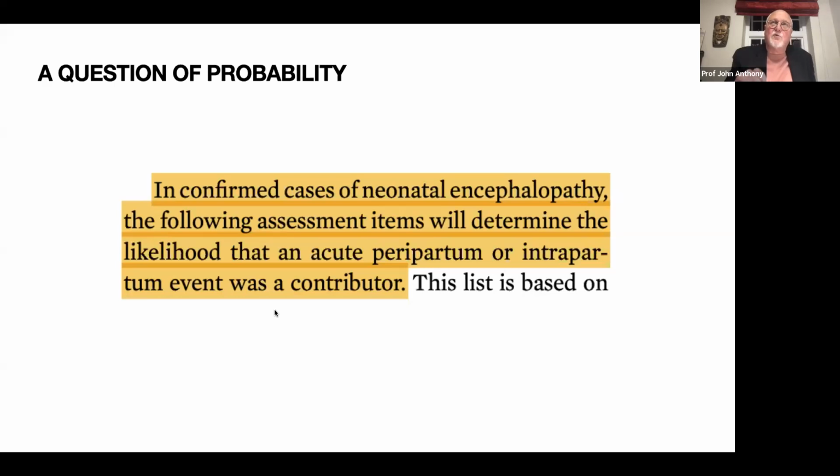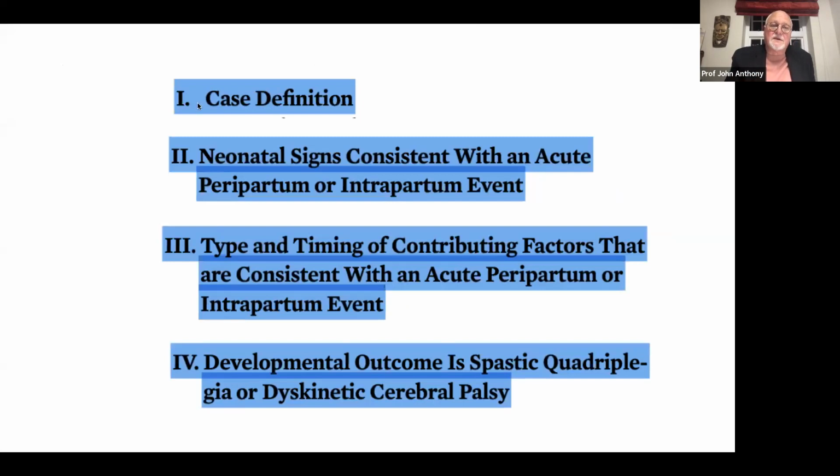They're saying the more ticks you have, the greater the probability that you can link it to an intrapartum event. It's not an exclusionary tick list. But what they talk about in this document is the case definition, the neonatal signs that would allow you to define neonatal encephalopathy. Then the important stuff for us: the type and timing of contributing factors consistent with an acute peripartum or intrapartum event, and then the long-term pediatric outcome that defines an intrapartum or hypoxic injury.